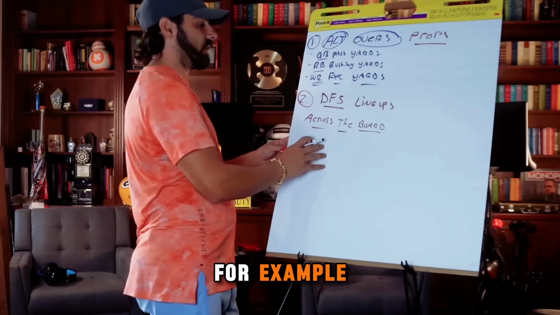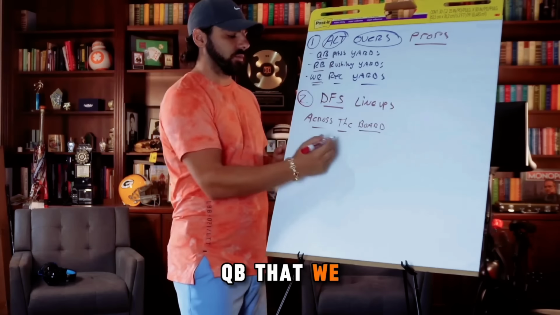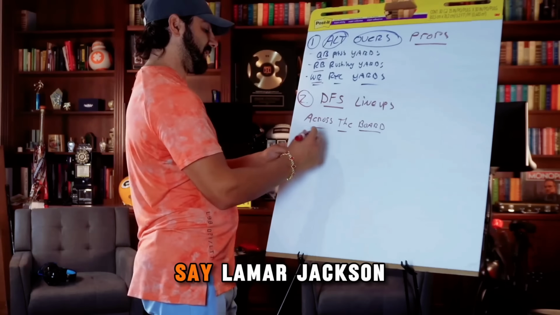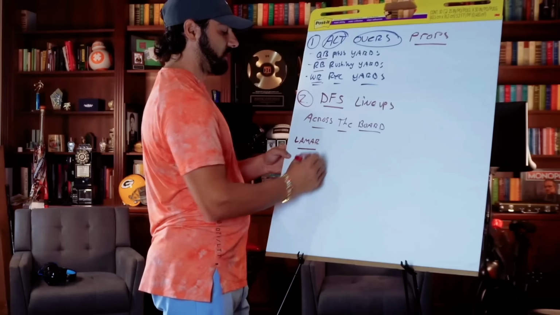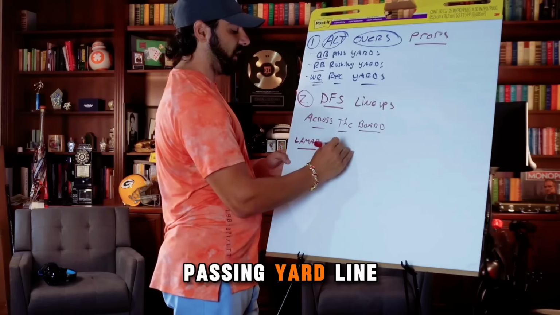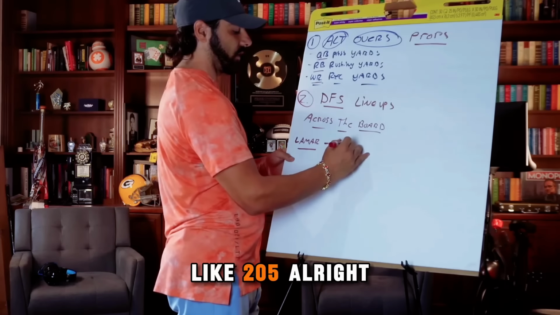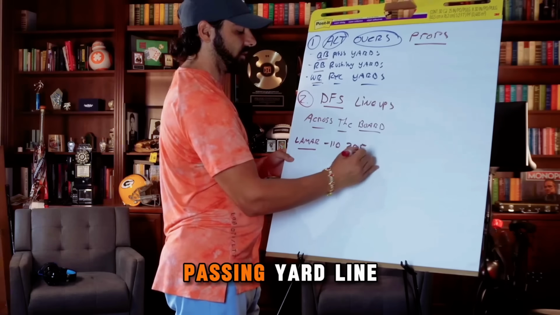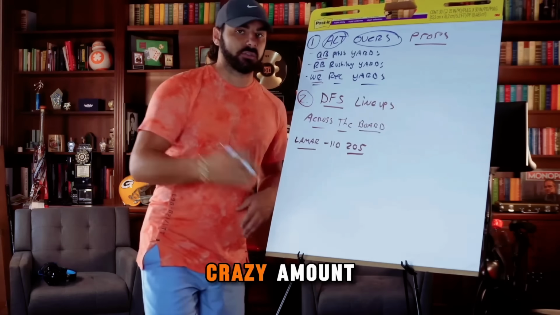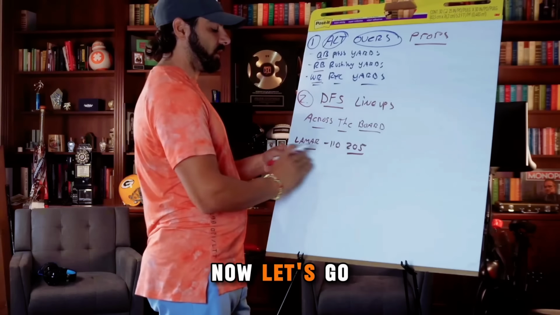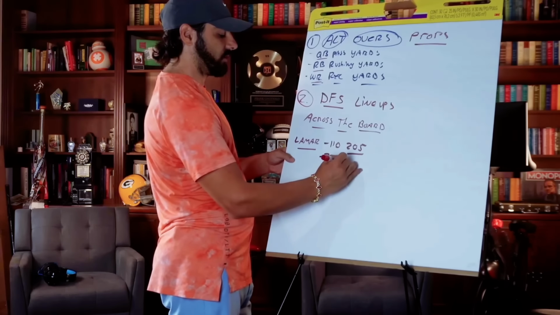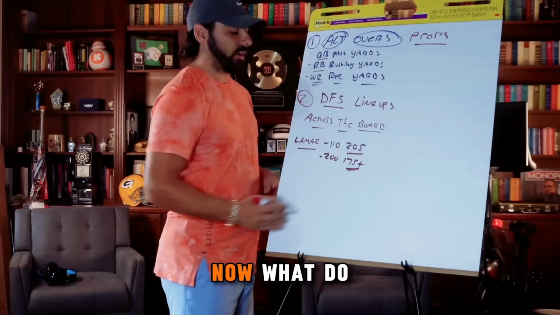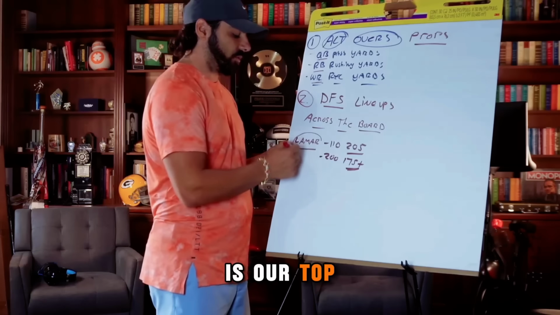Let's say, for example, our highest owned QB that we found is Lamar Jackson. Let's say his minus 110 passing yard line is like 205. Usually it's something like that because he doesn't pass a crazy amount. Now let's say his alternate line at minus 200 is 175. This is our top owned quarterback.